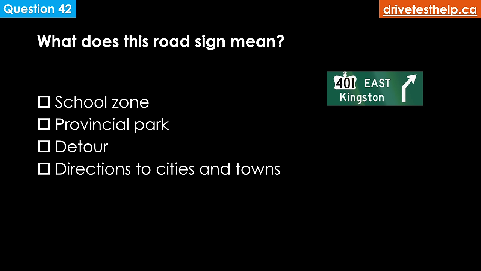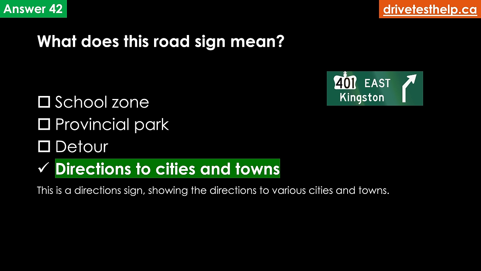What does this road sign mean? School zone, provincial park, detour, directions to cities and towns. The correct answer, directions to cities and towns.